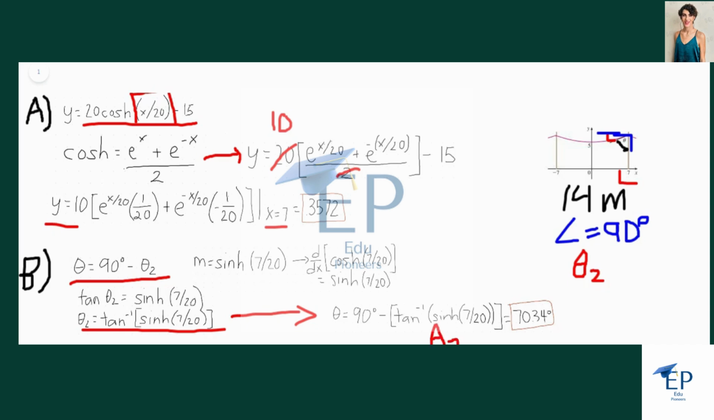Now, if you remember from part A, sinh of 7 over 20, the slope that we found, was 0.3572. So what you can do is put in your graphing calculator in degrees mode, since we're using 90 degrees instead of pi over 2, which would be used in radians mode, and do 90 degrees minus the inverse tangent of sinh of 7 over 20, or the inverse tangent of 0.3572, and this would equal 70.34 degrees, or theta. So that's the answer to part B, and that's how you do the question.